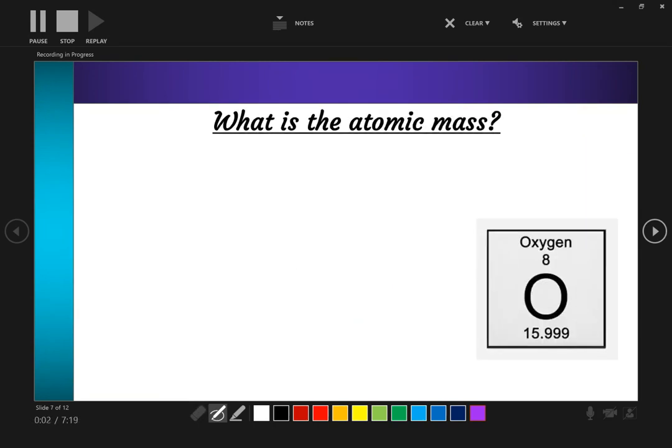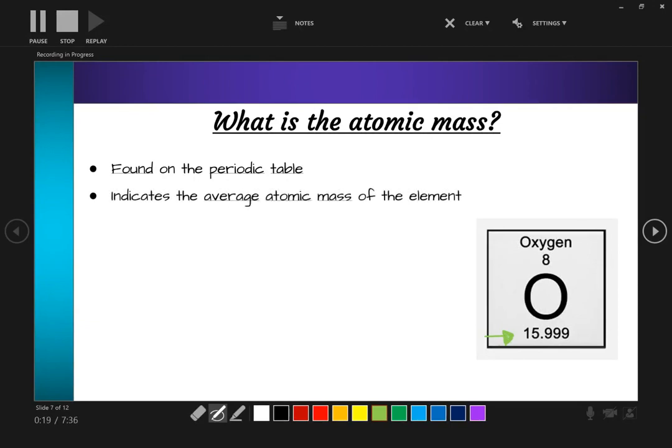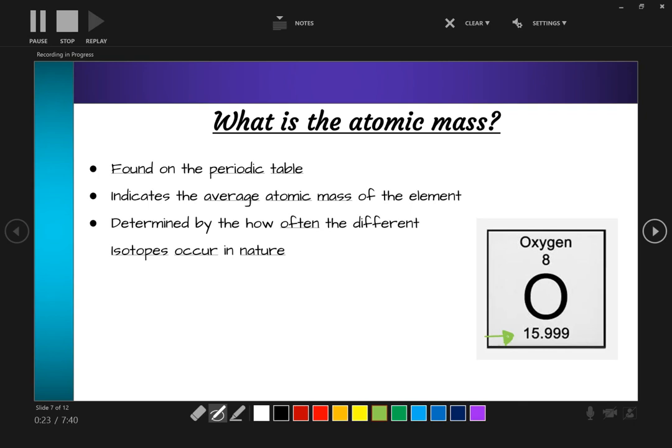What is the atomic mass? The atomic mass is found on the periodic table. The atomic mass is located underneath the symbol, usually a decimal number. It indicates the average atomic mass of the element. The average atomic mass is determined by how often the different isotopes occur in nature. We will discuss more about isotopes in a future lesson.